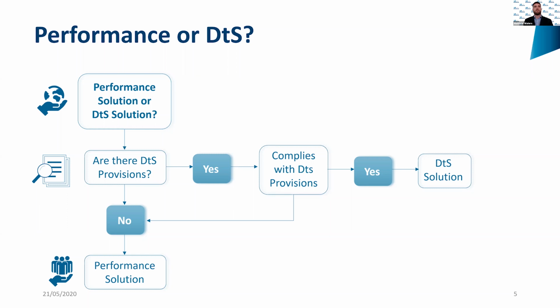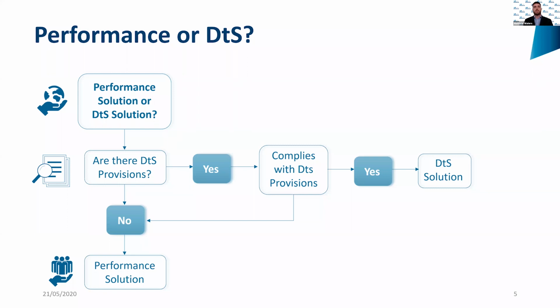So if we go through this flow chart, essentially, we're first identifying if there's some deemed to satisfy provisions. If there are and it complies with that, it's a DTS solution. If there isn't, we're straight into performance. And if there are DTS provisions and it's not complying with those, for instance, it might be out of scope of a DTS provision, then we're back into the performance solution territory.